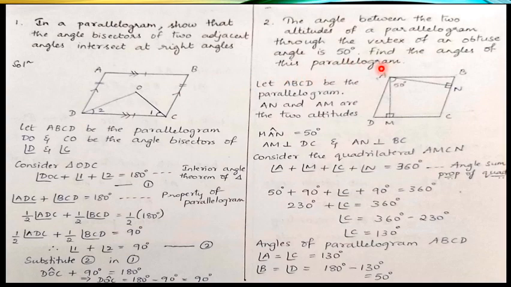Since the diagram is not given in the question, we have to draw the diagram. The angle between two altitudes of a parallelogram through the vertex of an obtuse angle is 50 degree. So let ABCD be the parallelogram according to the question. AM will be one of the altitudes and AN will be the second altitude. So these two altitudes are intersecting here and forming 50 degree here. That is what is given in the question.